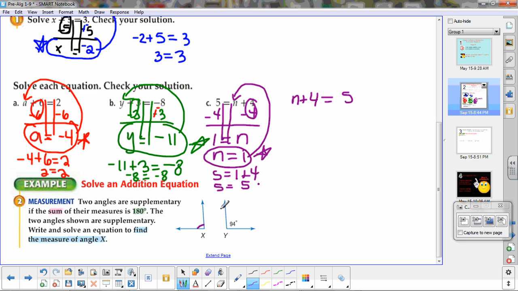Since they're supplementary, I know that this one, or x, plus the other one, which is 94, has to total 180 degrees to be supplementary. Now if I want to solve this equation, I'm going to draw my train tracks. To get x by itself, I will need to get rid of the plus 94 by subtracting 94 from both sides.